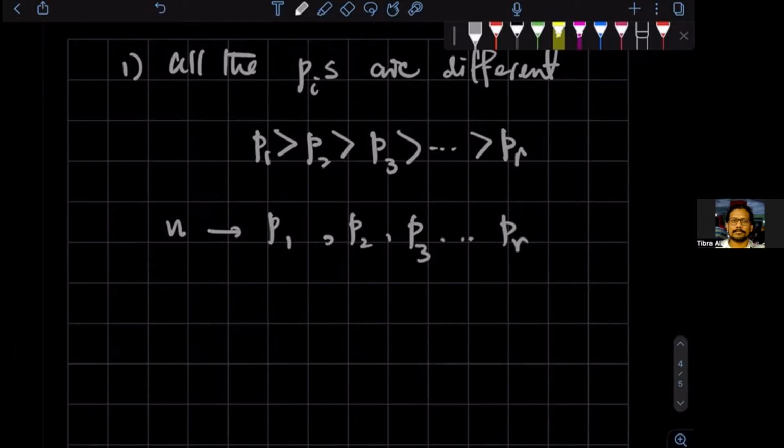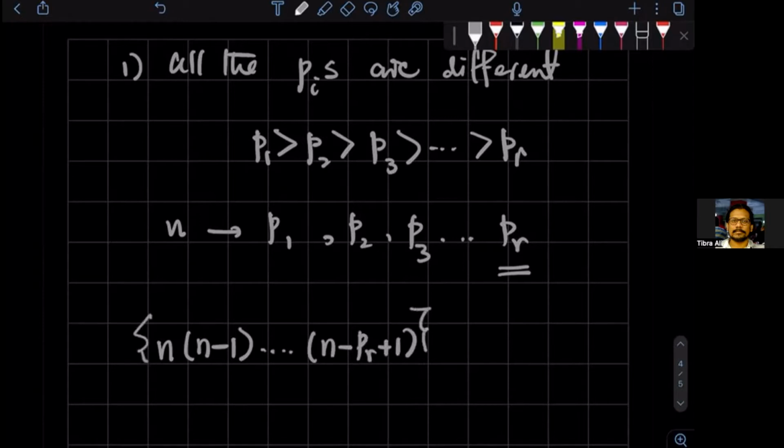So first, let's start with this one. The first object can be chosen in n ways, the second object in n minus 1 ways, and so on, down to n minus PR plus 1 ways. Let's put a bracket around that. And because we don't care about the ordering of these things, we have to divide it by PR factorial, right?